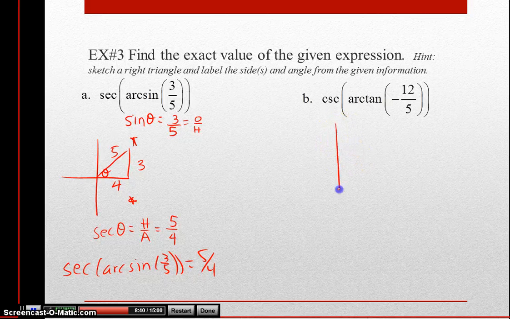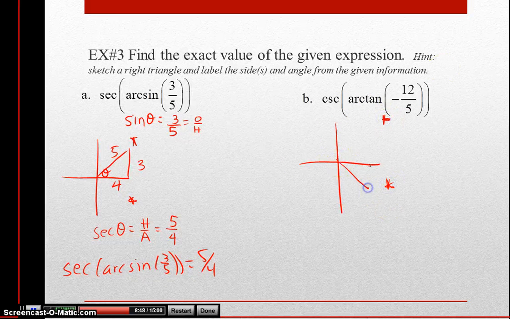Okay, the first thing that we want to do is start by drawing our triangle. We know that the arctangent is defined in the first and the fourth quadrants. It's negative, so it's going to be in the fourth quadrant. So that's theta, and let's label it.